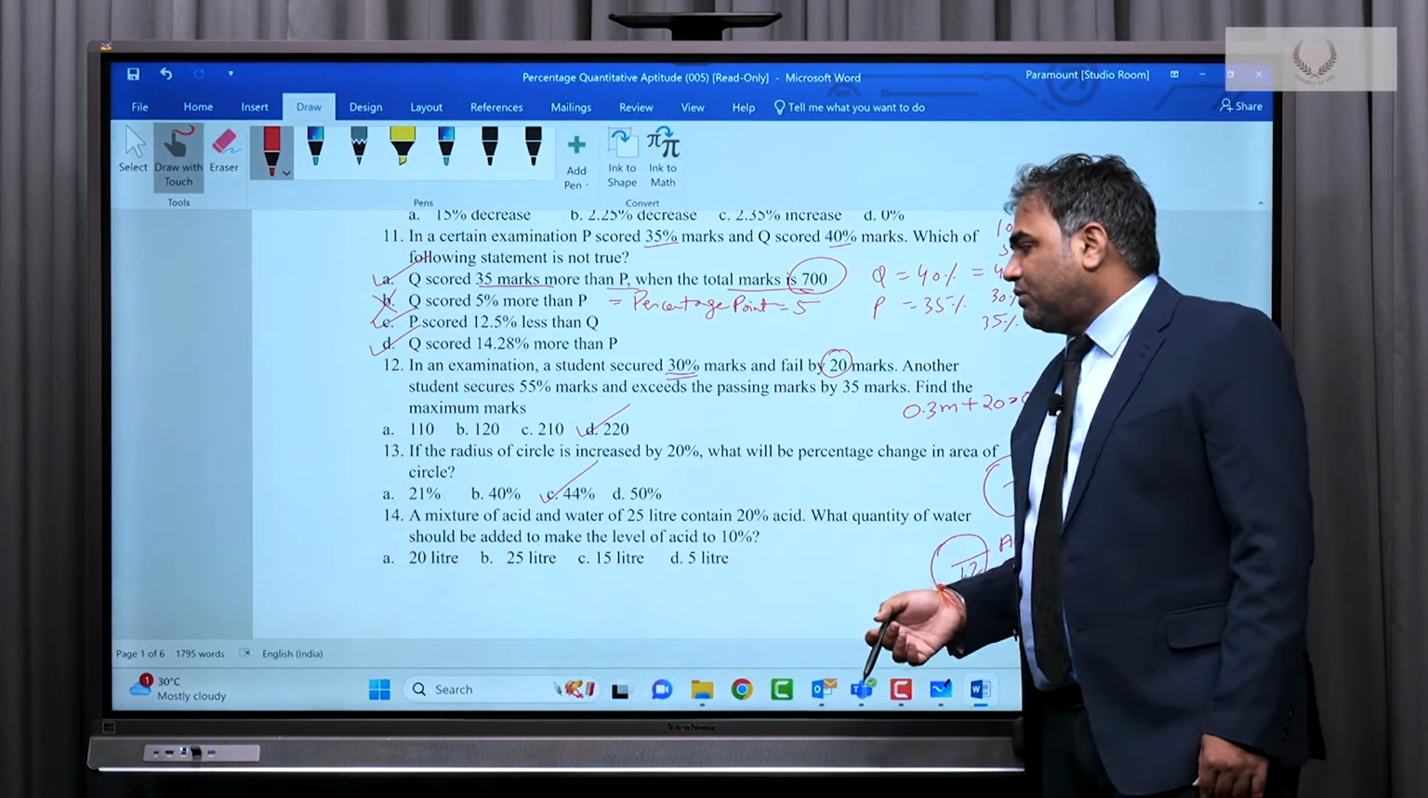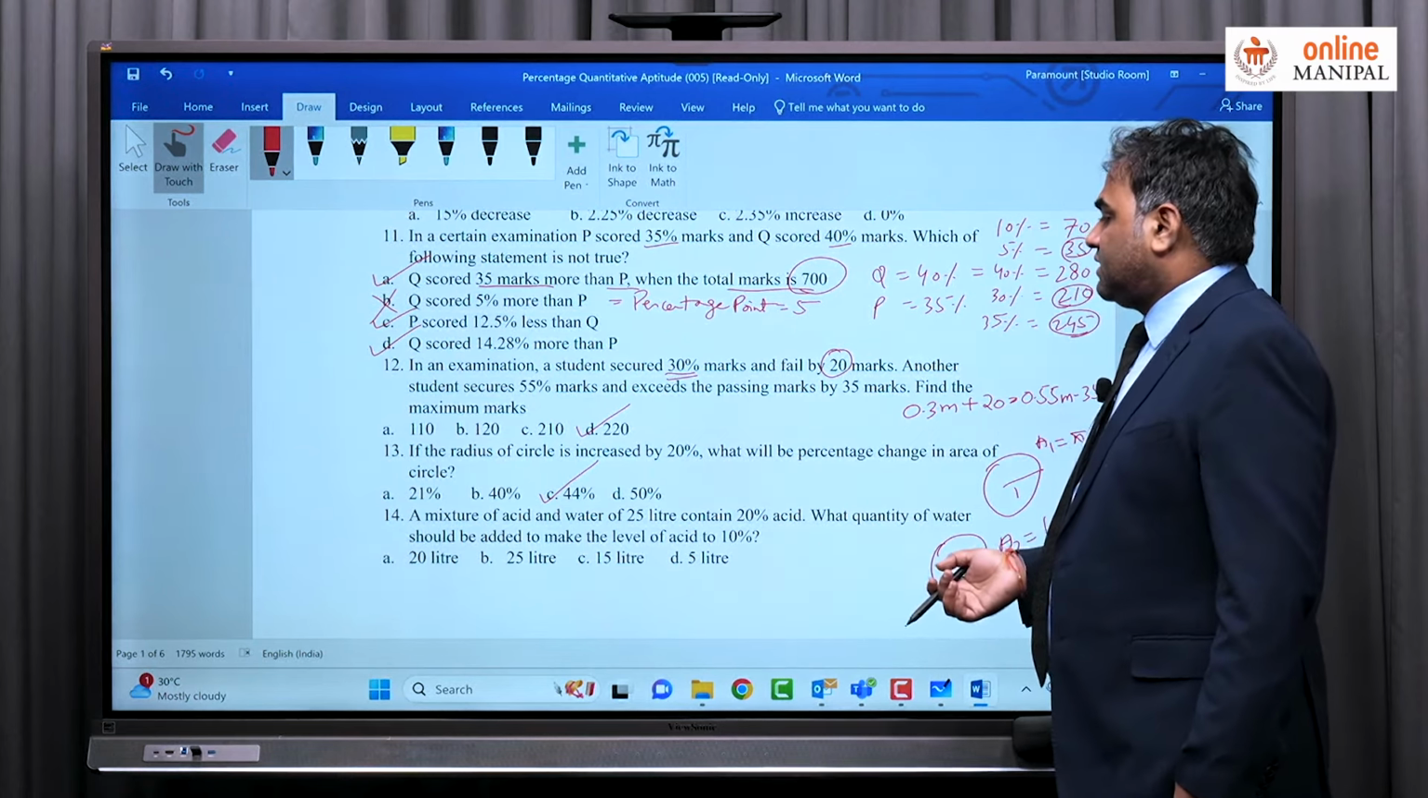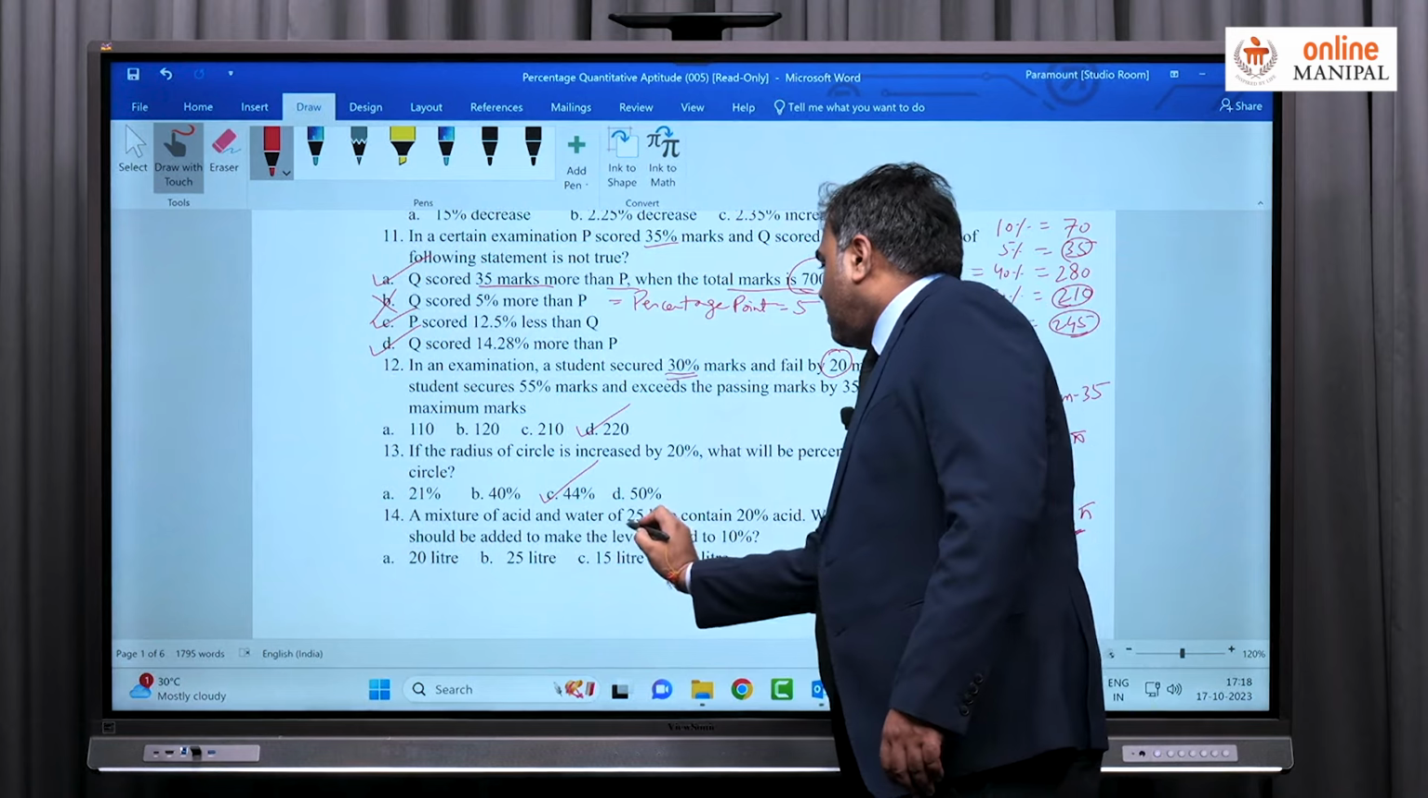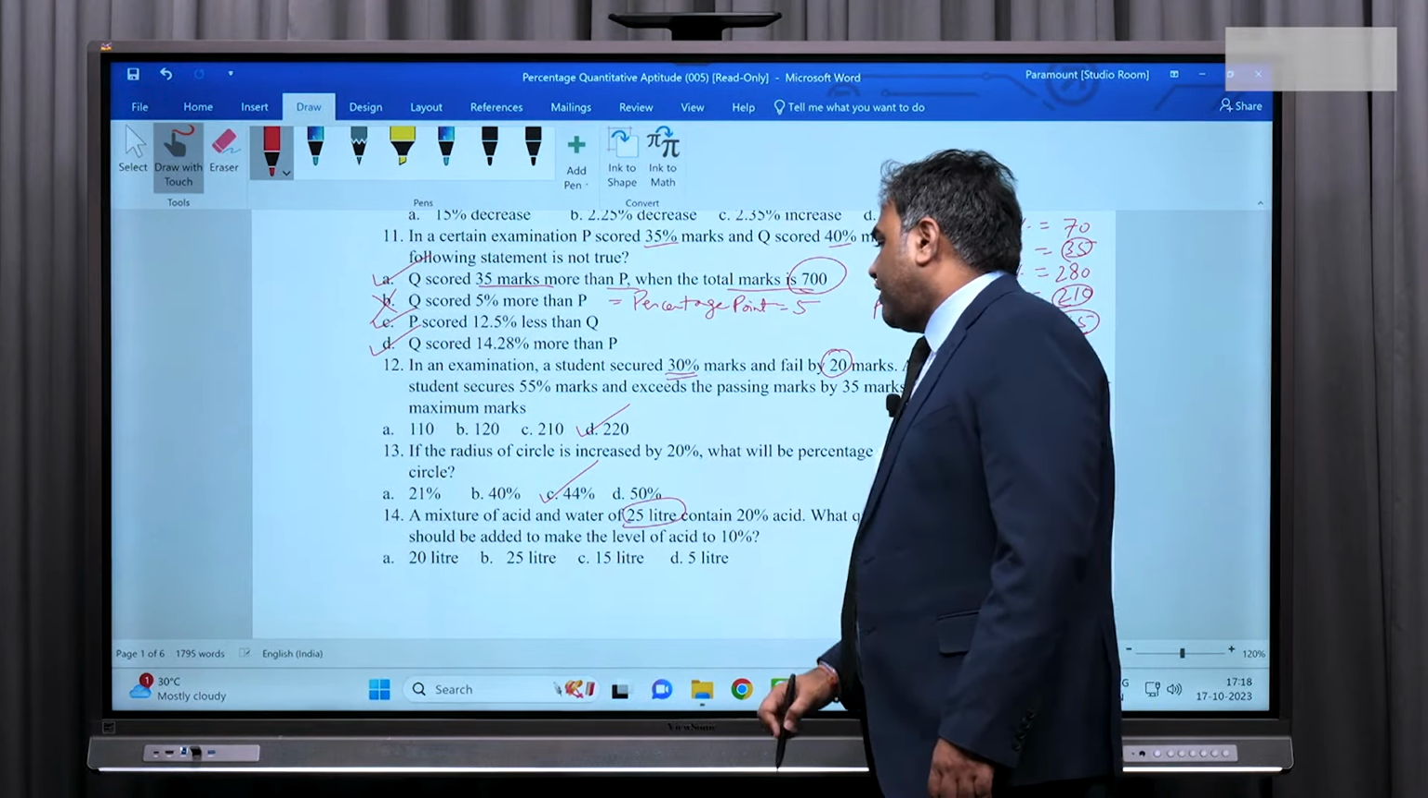So this is question number 14 where they're talking about a mixture of acid and water, and the total volume of the mixture is 25 liters.